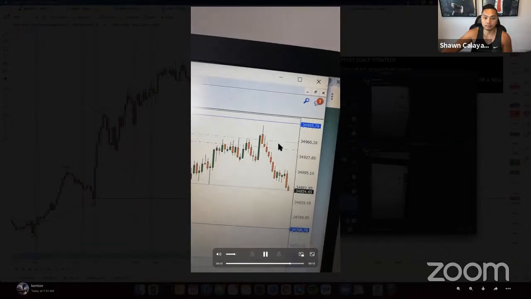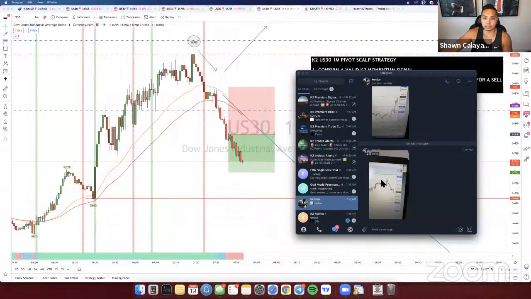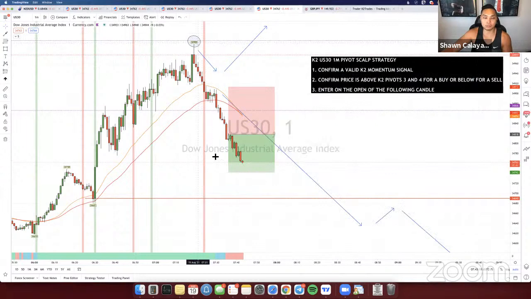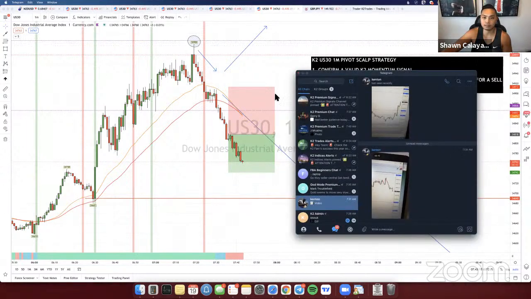Nice. Yeah, we probably see it drop pretty heavily. Right here, Kenneth actually saw the same thing I did. I had my Asia high right there, the same exact place where he had his, and it dropped pretty nicely right below it. So no, it looks good.